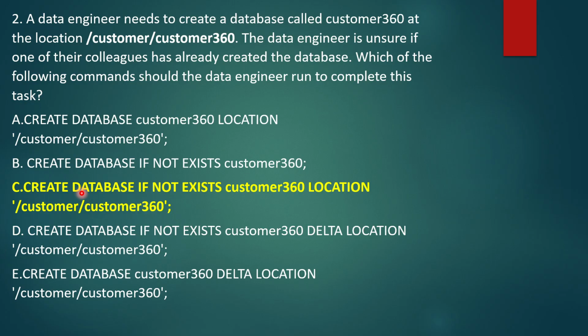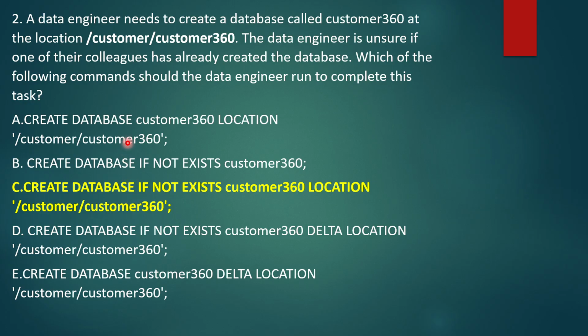It means we should create a database. This is a standard SQL DDL command used to create a database in systems like Databricks SQL or Spark SQL. IF NOT EXISTS is the condition that prevents an error if the database already exists. Without it, the command would fail if someone had already created it. The LOCATION customer360 tells the engine to store the database metadata and manage tables at a specific storage path, like a cloud location or a file system. So the answer is C. Option C is the correct answer.